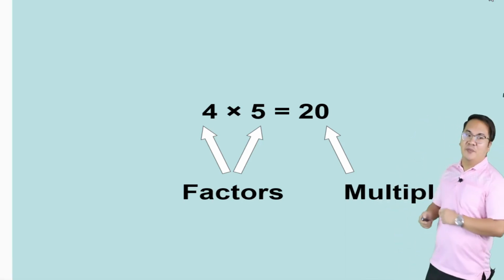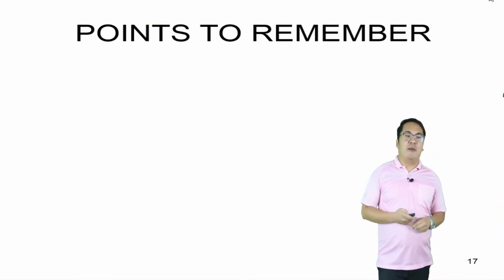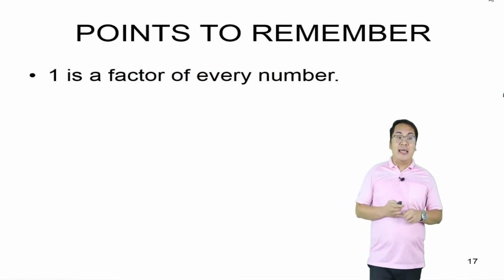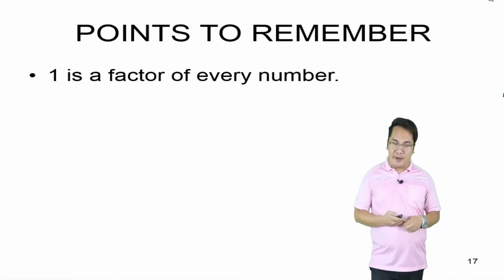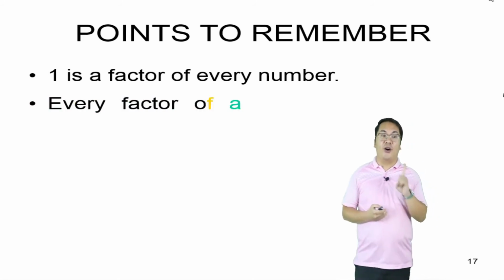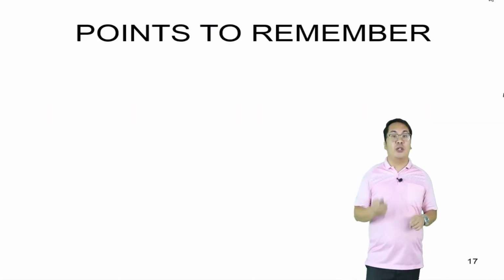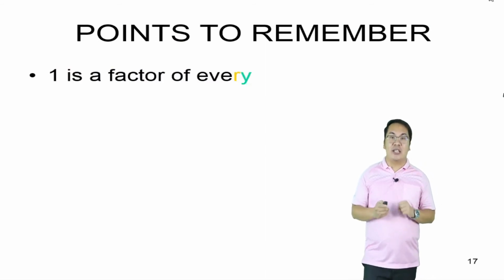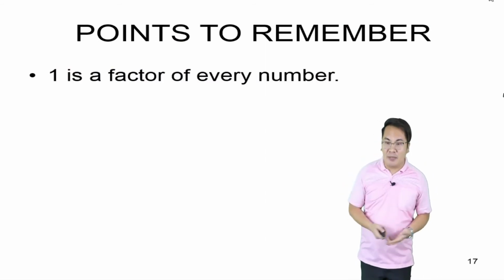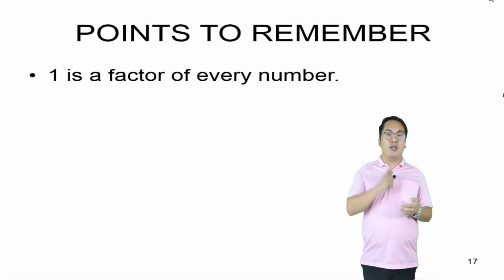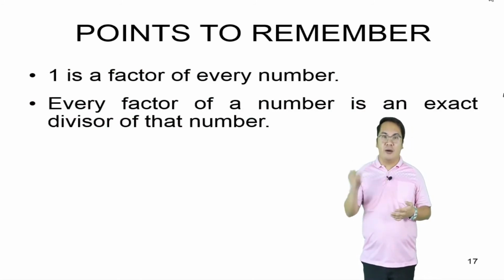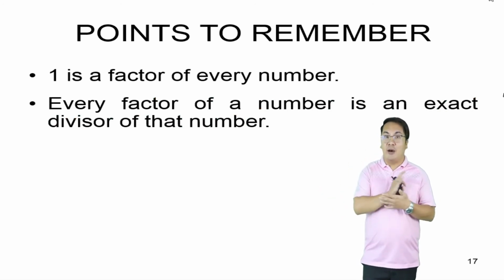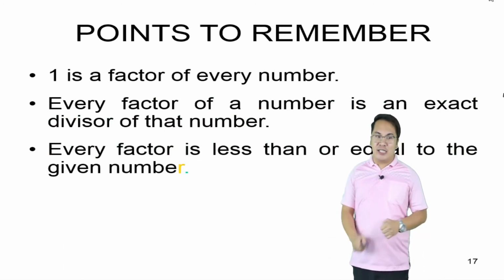Okay. So, the points to remember. What are the points to remember in doing this? 1 is a factor of every number. Correct. Yes, 1 is a factor of every number, because if you multiply a number by 1, you get the number itself. Or we can simplify that: multiples of 1 are always the number. 1 times 1 is 1. 1 times 2 is 2. Any number that you multiply by 1, the answer is the number.